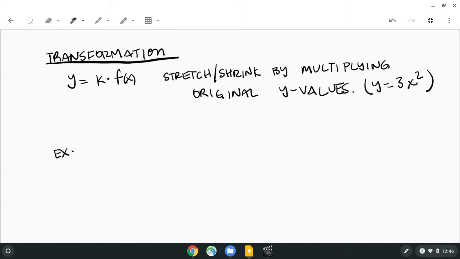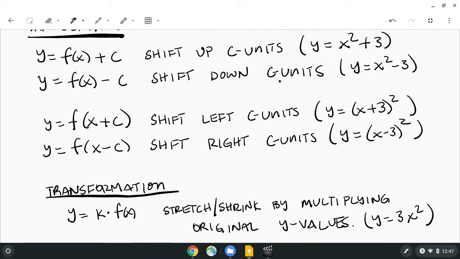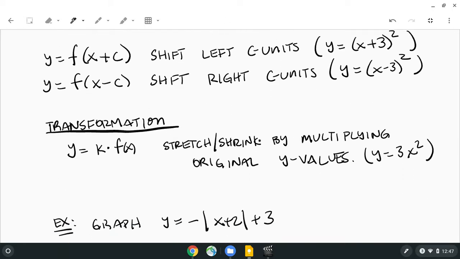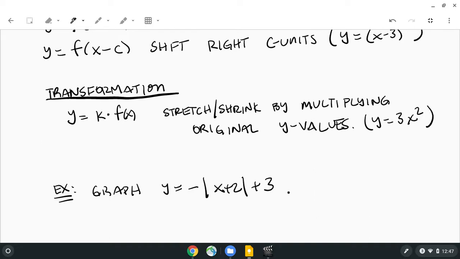Okay, so for example, if you have to graph something that looks like this, and we'll graph this in my next video. So if you have to graph y equals -1 times the absolute value of (x plus 2), and then plus 3. So what you will be doing is, instead of making a table of values, you're going to be looking at the equation, analyzing it, and figuring out, okay, well, which one of these translations and or transformations do I have in this equation?